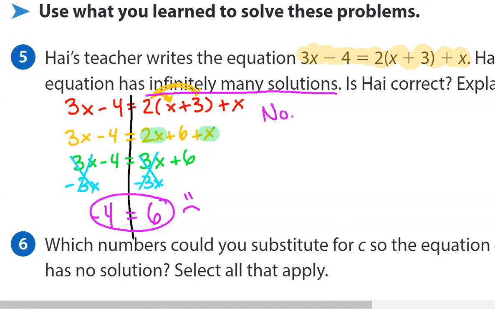But we also have to explain. Don't forget the explain part. That's important. The statement is not true, so there are no solutions.